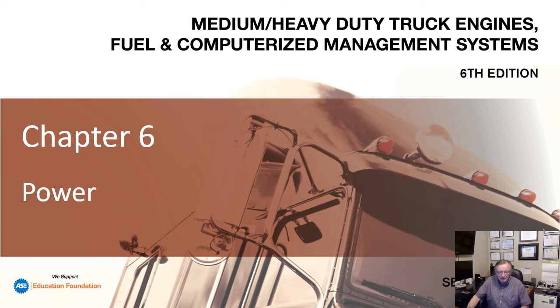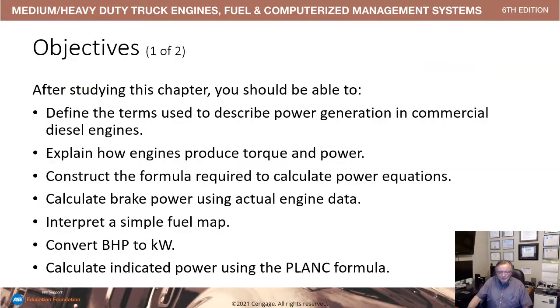Now we're in Chapter 6, Diesel Engine Power. We can define the terms used to describe power generation in commercial diesel engines, how engines produce torque and power, construct a formula required to calculate power equations, calculate brake power using actual engine data, interpret a simple fuel map, and convert brake horsepower to kilowatts. Calculate indicated power using the Planck formula.